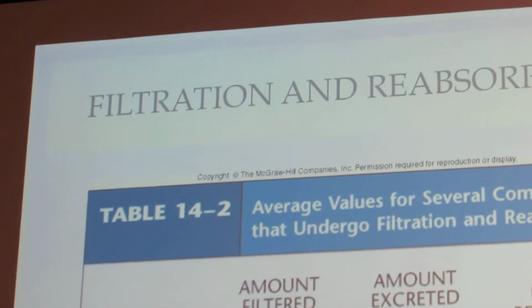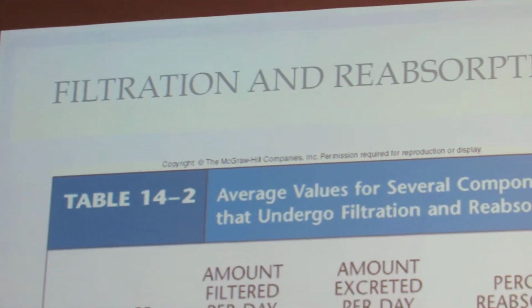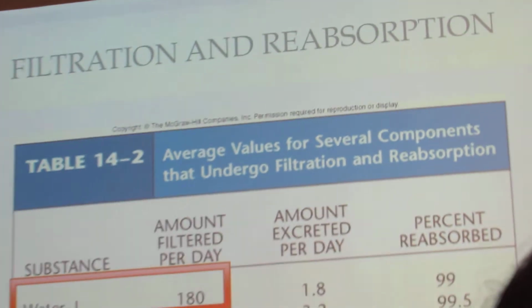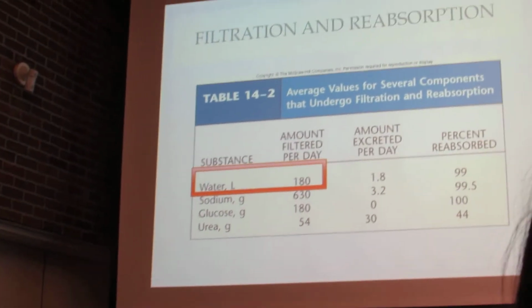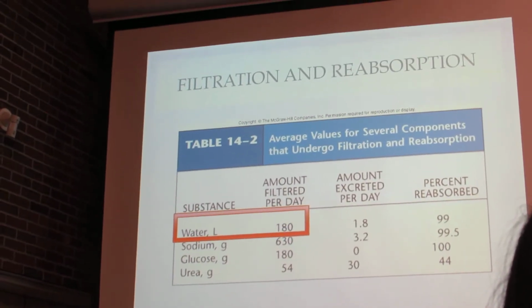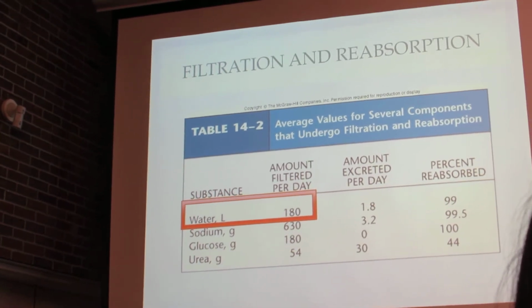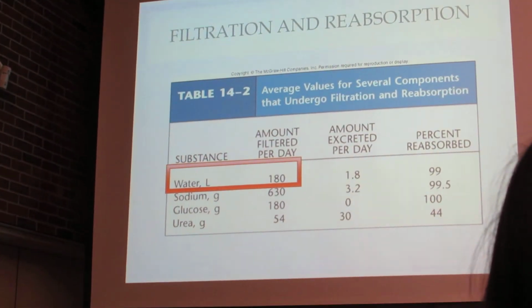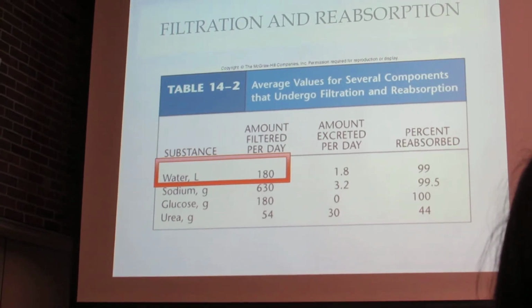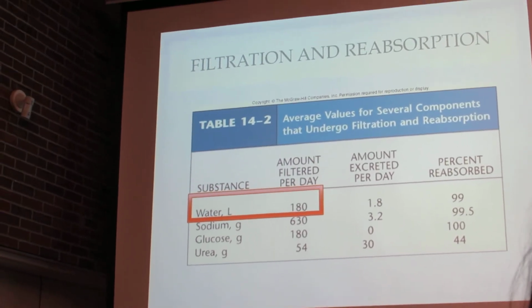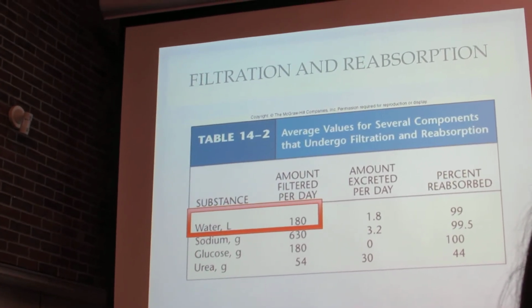This chart was a filtration and reabsorption chart that was in her slides, and it just goes over the amount of all the different liquids and solutes that the body filters, excretes, and reabsorbs. I would note that 180 liters of water is filtered per day.